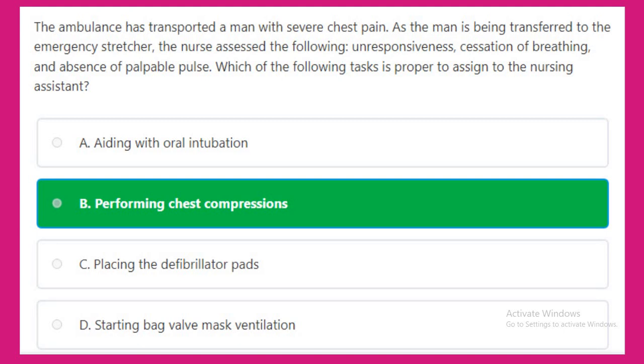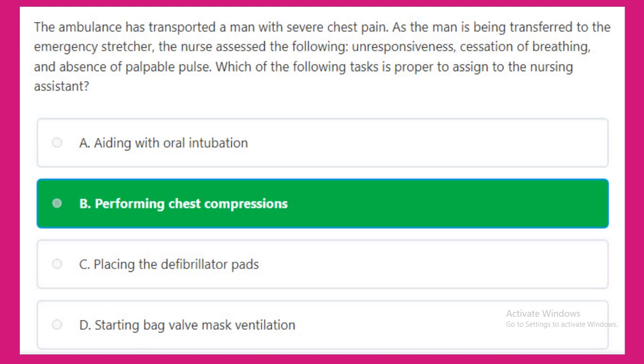Okay, another example question. The ambulance has transported a man with severe chest pain. As the man is being transferred to the emergency stretcher, the nurse assessed the following: unresponsiveness, cessation of breathing, and absence of palpable pulse. Which of the following tasks is proper to assign to the nursing assistant? Aiding with the oral intubation? No, this is the task of the RN as well as the respiratory therapist staff, right? Then performing chest compressions. Now, placing the defibrillator pads cannot be done by the UAP, and starting the bag valve ventilation cannot be done by the UAP.